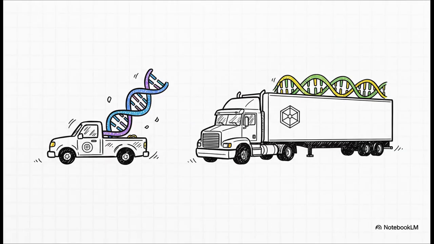To put that in perspective, a typical plasmid is like a pickup truck. It's great for hauling cargo up to about 10,000 base pairs, or 10 kb. But a bacteriophage vector, that's your semi-truck. It can easily handle cargo more than twice that size, sometimes up to 25,000 base pairs. Just goes to show you need the right tool for the right job.